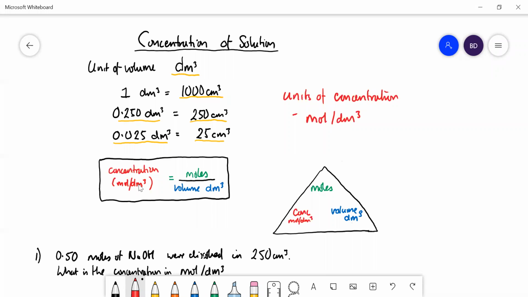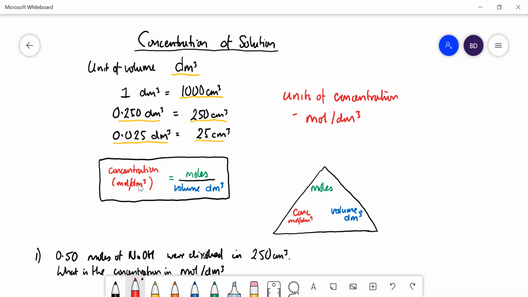Okay, in this video, we're going to start doing calculations involving concentration of solution. So how much stuff you've got dissolved in a certain volume. You've probably seen bottles around the lab with things like hydrochloric acid. It'll say 1M on it or 2M. That's a measure of concentration. We'll find out what that is.